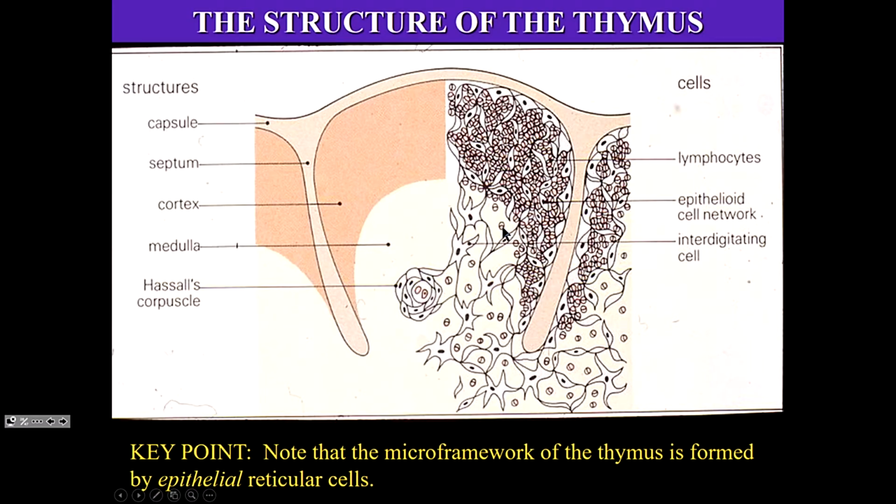So here's a schematic of a lobule: connective tissue capsule, septa of connective tissue, and in the cortex are the T cells maturing. Some of them are released, and Hassel's corpuscles are the epithelial reticular cells, which form a framework upon which the T cells reside.